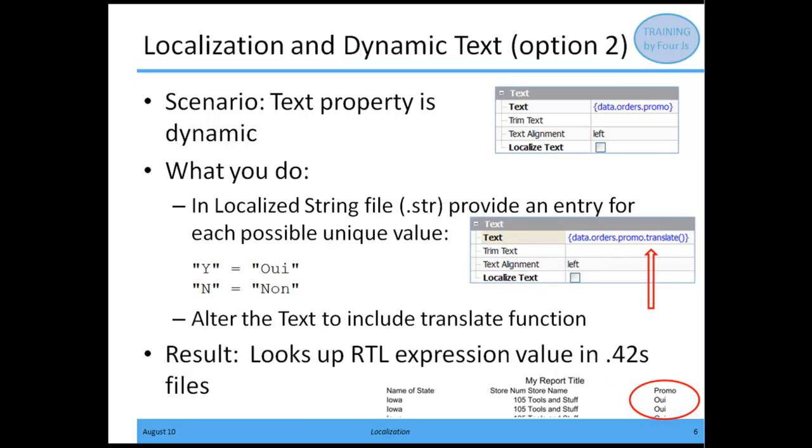There is an alternate way of localizing dynamic text, and some of the steps are the same. You still specify for your text field this RTL expression, here again data.orders.promo. You still have to create your str file to provide the translation for every possible unique value. You need to compile the str file. But instead of checking localized text, an alternate way is to edit your RTL expression so that it includes the translate method. So here, data.orders.promo.translate indicates that it's going to need to be translated. And the result is going to look up the RTL expression in the 42s file and once again provide the localized value on your report itself.